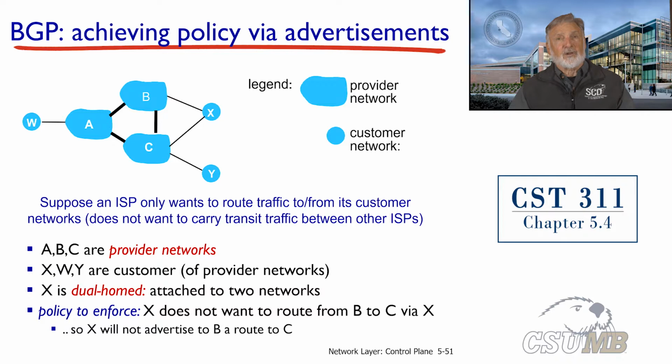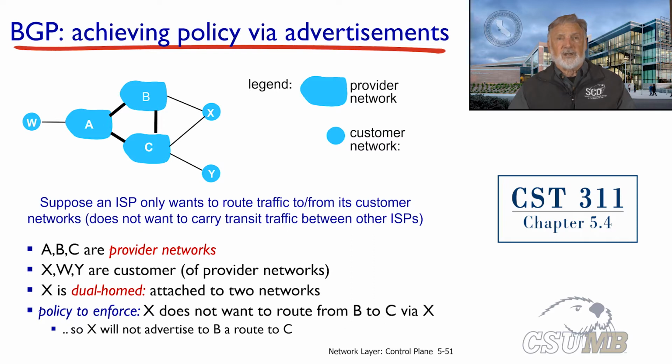This policy can work in a slightly different way, as shown on this next slide. Customer Network X is dual homed to both ISP-B and ISP-C. Since the ISP only wants to route traffic to and from its customer's network, and Customer X does not want to be a transit point between two ISPs, Customer X will not advertise to ISP-B how to get to ISP-C. Note that the dual home connection for X could provide traffic load balance or a failover in case of an ISP link going down.